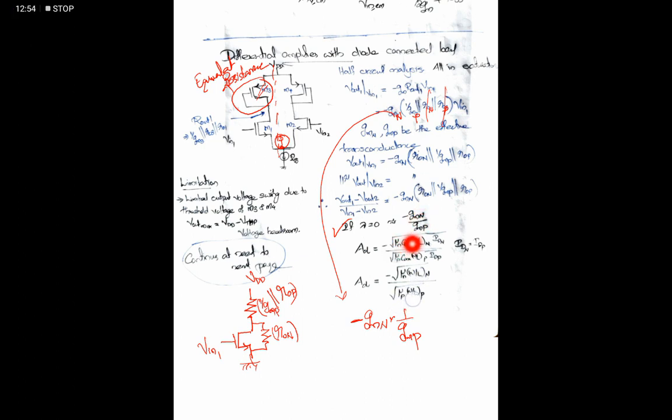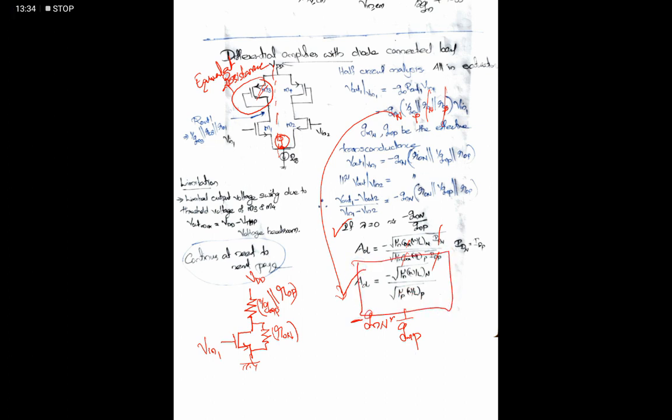It is μn Cox W/L of n into ID of n, and gmp is root of μn Cox W/L of p into ID of p. As these two MOSFETs are connected in series, the current will be the same. So these two will cancel, and μ Cox will cancel. The actual differential gain we will get is minus root of μn (W/L)n divided by root of μp (W/L)p. This is a very important formula.